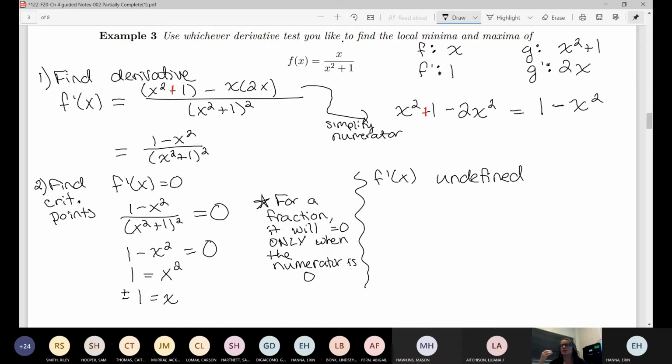So we get that the derivative here is 0 at positive and negative 1. So we'll hold on to that for a second, keep that in the back of our heads. And now we need to see when the derivative is undefined. So we take that denominator and we set it equal to 0.